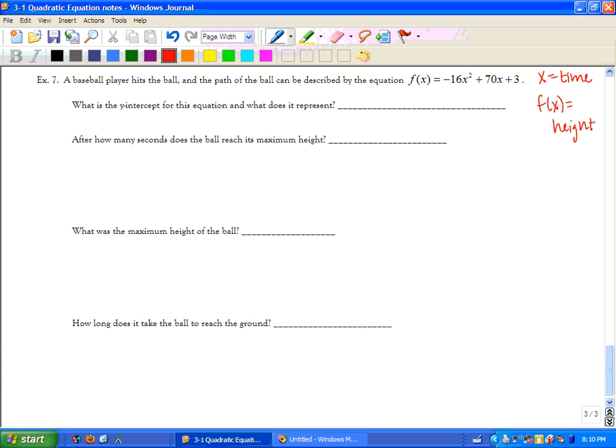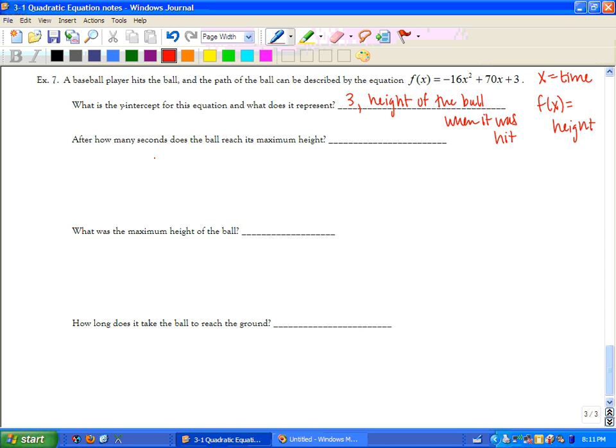So if that's what those two variables stand for, then what is the y-intercept for this equation, and what does it represent? We know that the y-intercept is 3 from our earlier discussions. And what does it represent? It represents the height of the ball when it was hit. Or if you remember from last year, it would be the initial height.